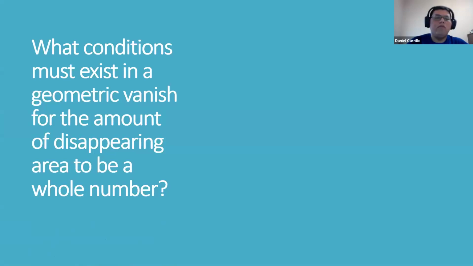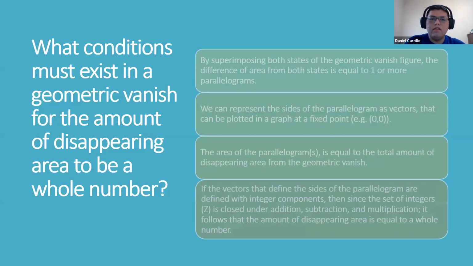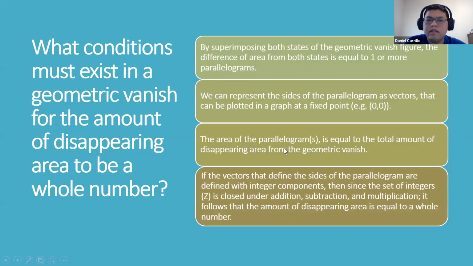All right, so now going back to the question that I was trying to answer, what conditions must exist in a geometric vanish for the amount of disappearing area to be a whole number? So I came up with these statements that will satisfy this question. So by superimposing both states of the geometric vanish figure, the difference of the area of both states is equal to 1 or more parallelograms.